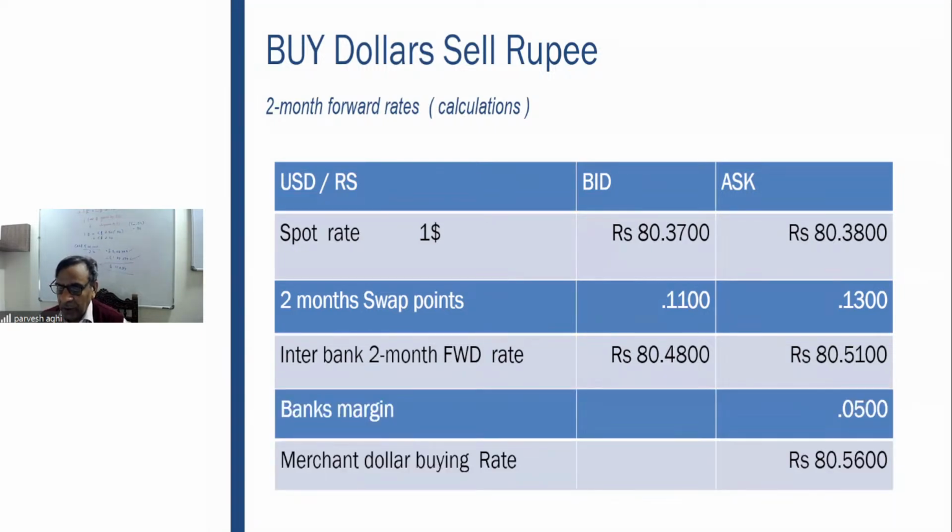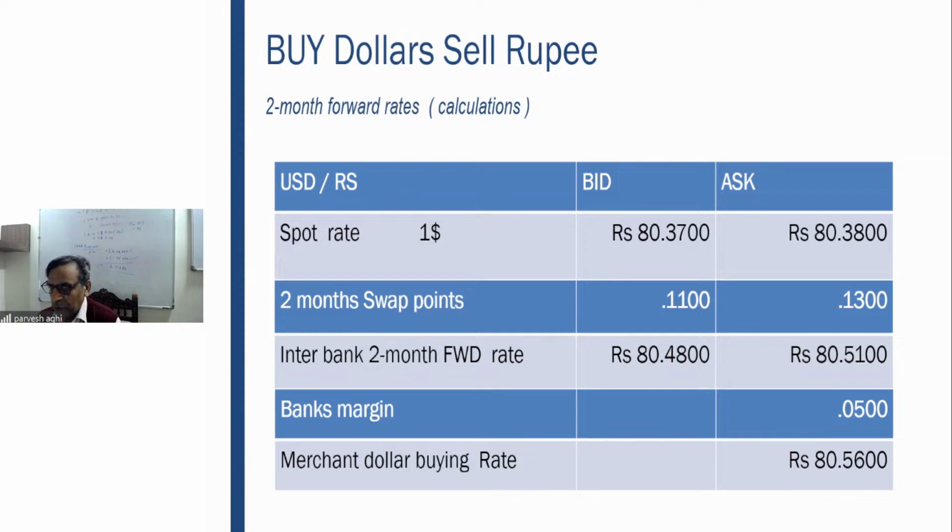Now in this case, we are going to buy dollars. So we are more worried about the ask rate. So we'll just focus on the ask. So the bank margin is how much? 0.05. So here we are going to add the margin. In ask, we add, in bid we subtract. Because these are the interbank rates, the bank is going to earn a margin on them.